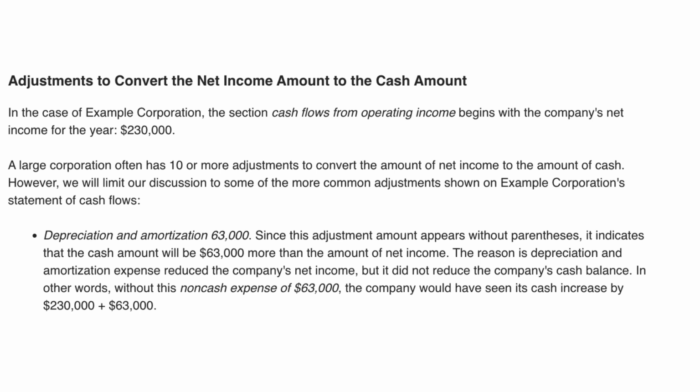Since this adjustment amount appears without parentheses, it indicates that the cash amount will be $63,000 more than the amount of net income. The reason is depreciation and amortization expense reduced the company's net income, but it did not reduce the company's cash balance. In other words, without this non-cash expense of $63,000, the company would have seen its cash increase by $230,000 plus $63,000.